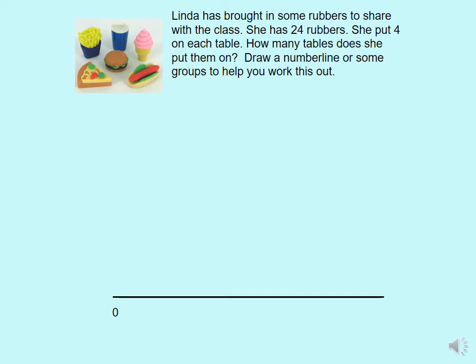So hopefully you would have counted up in your 4s. So we've got 4, 8, 12, 16, 20, 24. Now we need to count the jumps. 1, 2, 3, 4, 5, 6. So 24 divided by 4, because we're jumping up in 4s, equals 6. Okay, let's see what the next question is.